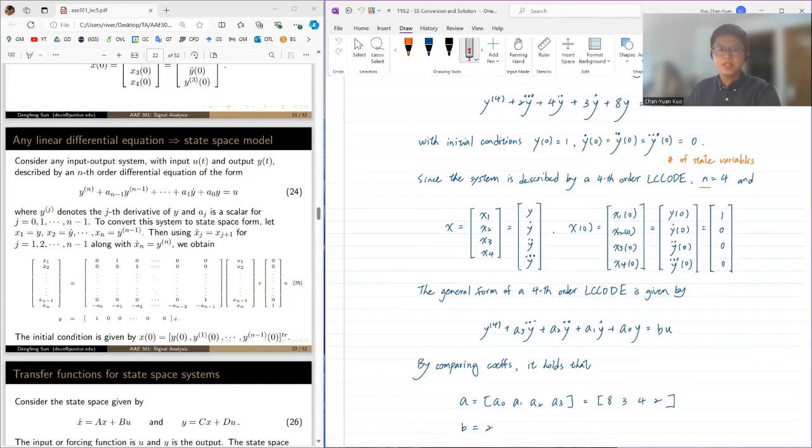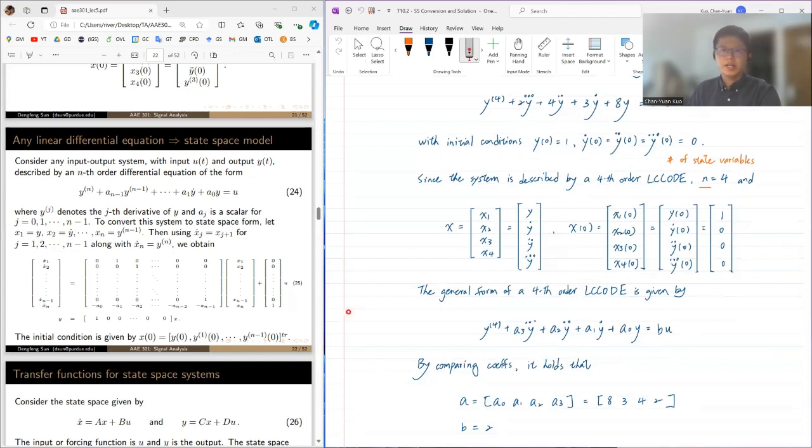First, since this is a fourth order LCC ODE, we know that the number of state variables we need to define is equal to 4, and this implies that the state is a 4x1 vector. Here, the state is a vector of y, y dot, y double dot, and y triple dot. And according to the given initial conditions, the initial state x of 0 is a vector of 1, 0, 0, and 0.